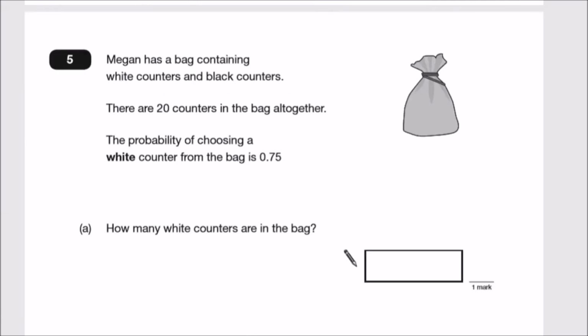Right, question 5, guys. So let's check out this probability. Megan has a bag containing white and black counters. Now, according to this one, there are 20 counters in the bag altogether. So let's just make a note of that. The probability of choosing a white counter from this bag is 75% or 0.75, which is also the same as 3/4. How many white counters are in the bag?